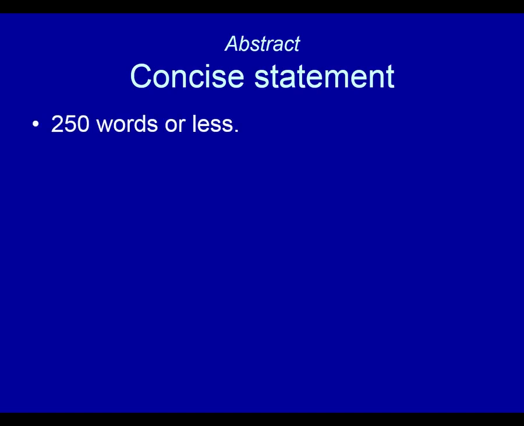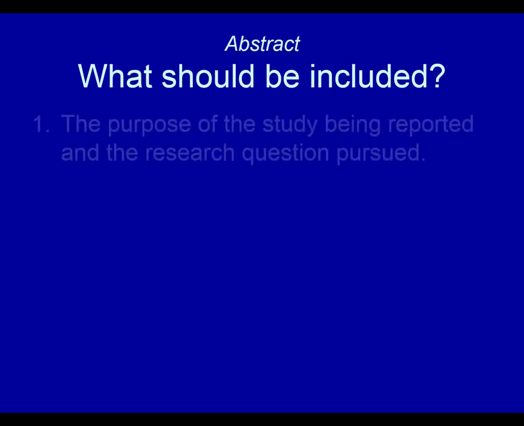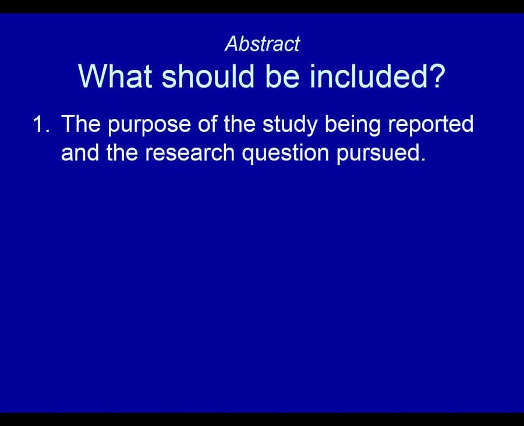250 words or less is generally the suggested guideline. This is not carved in stone, but it gives you an idea of the size an abstract typically should be. And of course, it should just have the basics. So let's talk a little bit about what should be included. How about the purpose of the study being reported and the research question pursued? Should this be included in the abstract? What is your purpose and research question?